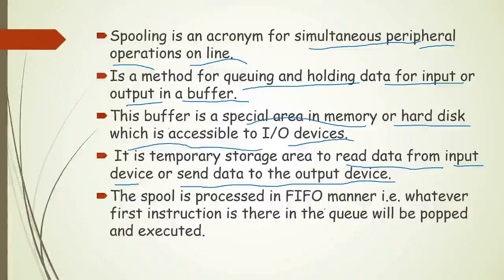The spool is processed in FIFO manner, that is first in first out. Whichever data or request has come first and is waiting in the spooling area will be the first to go out of that spooling area to use the input and output device. That is, whatever first instruction is there in the queue will be popped and executed first. Popped means it is the first one to go out of that spooling area.